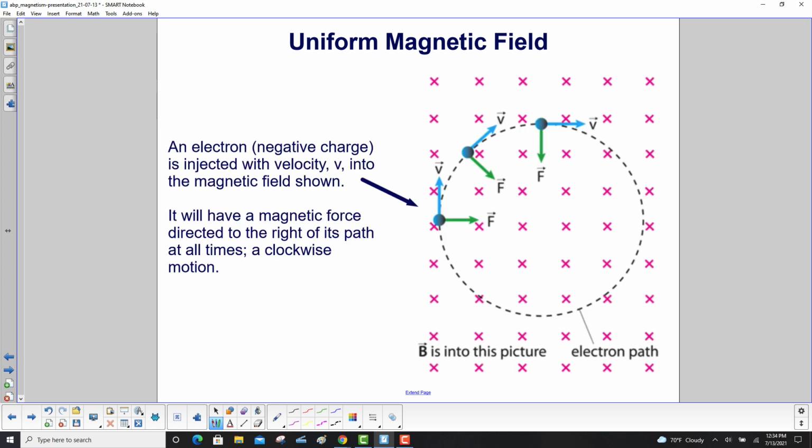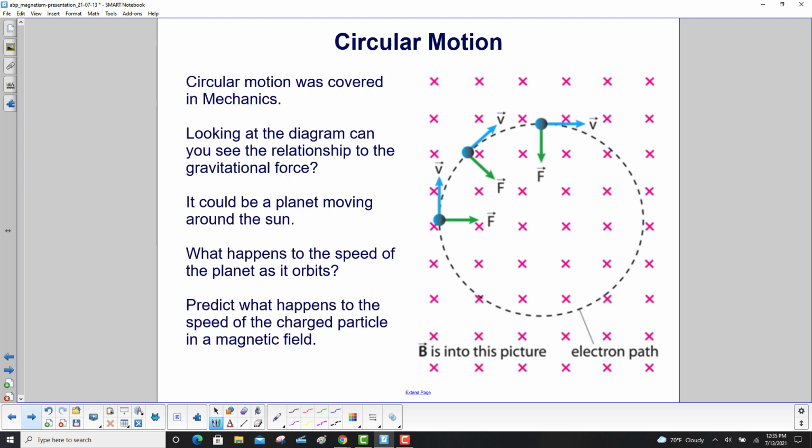An electron, which of course has a negative charge, is injected with velocity into the magnetic field as shown here. Here's your electron's initial motion. It will have a magnetic force directed to the right of its path at all times. That'll give you clockwise motion. You can use the right hand rule, and then you'll find that your thumb is actually pointing this way, but since it's a negative charge, you reverse the direction to find the magnetic force.